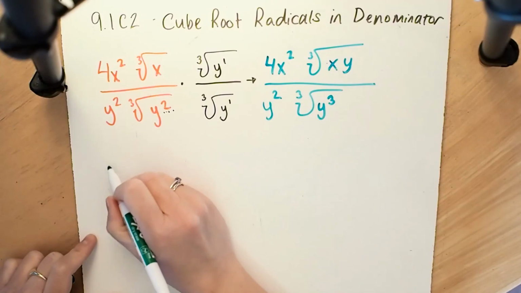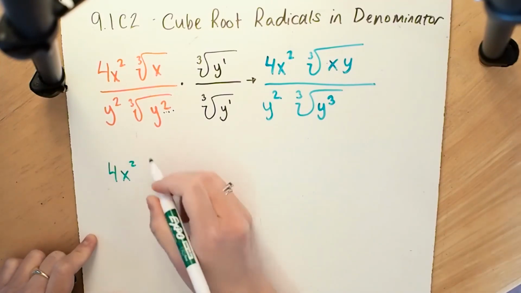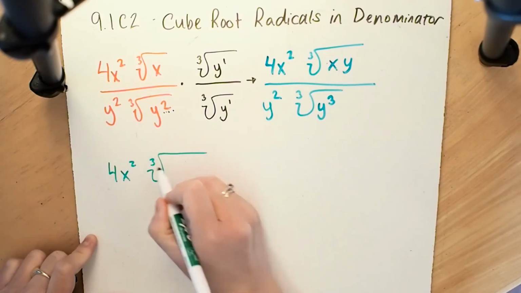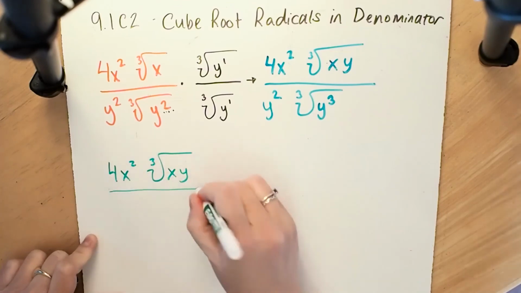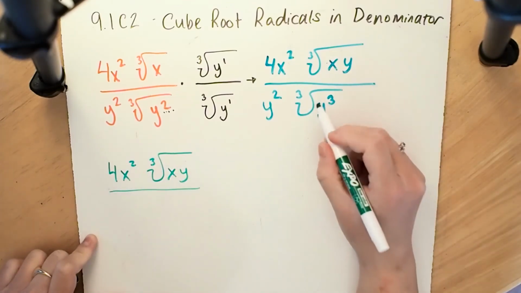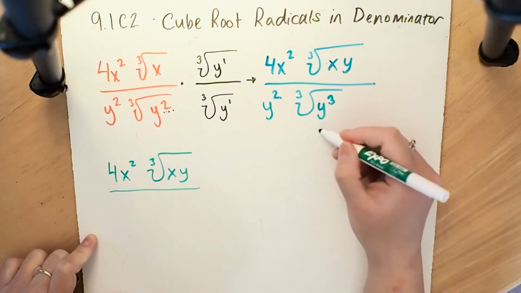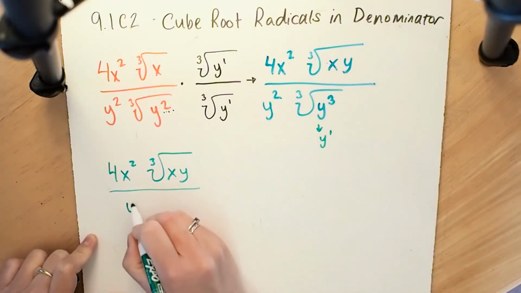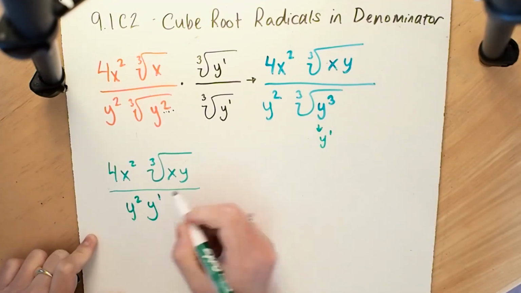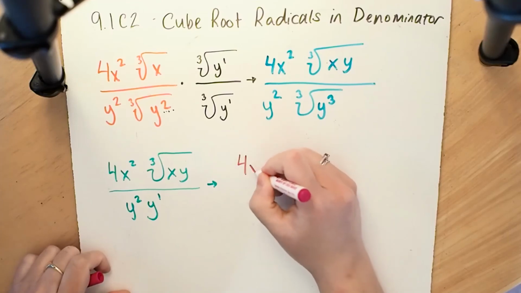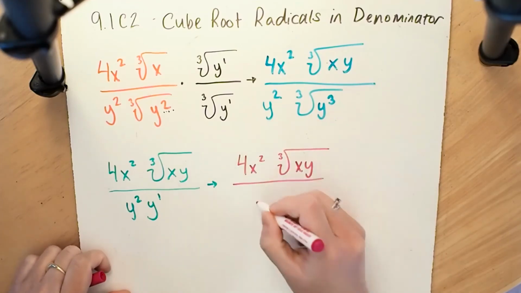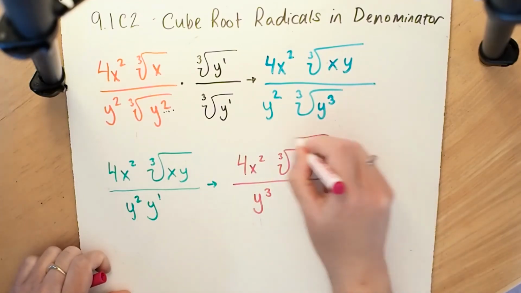Simplifying that even further, I then have 4x squared times the cube root of xy all over, and if I take the cube root of y cubed, that just becomes y to the 1. So I have y squared times y to the 1, or, again simplifying even further, I have y cubed on the bottom.